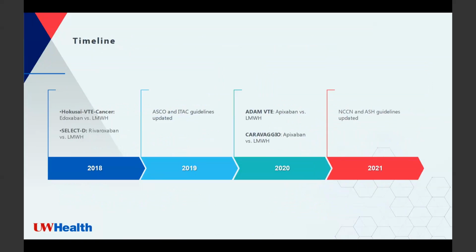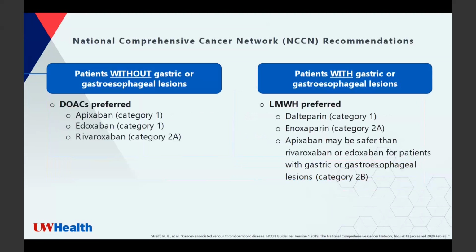So we've covered ASCO and ITAC guideline recommendations after the publication of the edoxaban and rivaroxaban trials. Now let's fast forward to the 2021 NCCN and ASH guideline updates that incorporated the ADAM-VTE and Caravaggio apixaban trials as well. So we'll first move on to the NCCN guideline recommendations.